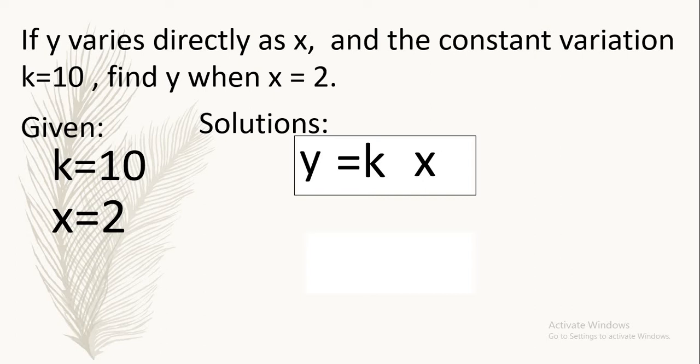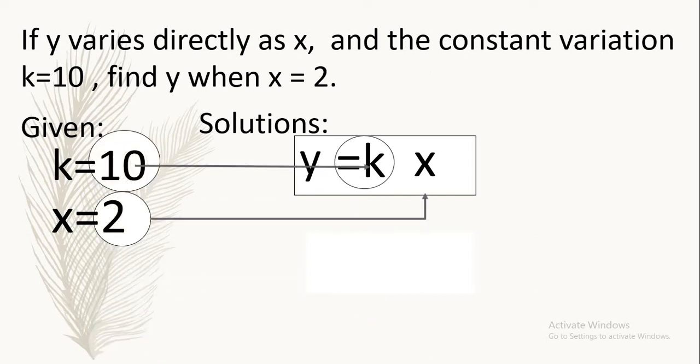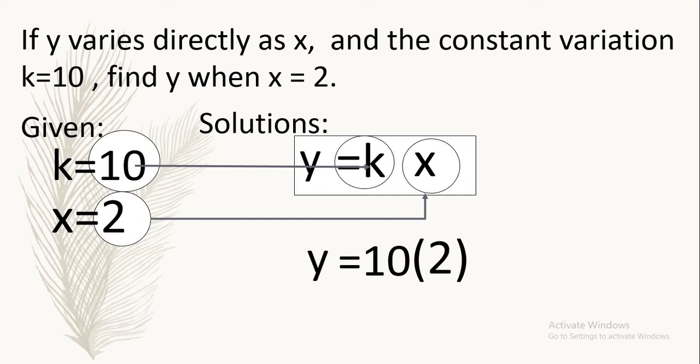So let us now substitute. The value of k is 10, and x is 2. So let us now substitute k, which is 10, and x is 2. So 10 times 2 is 20. So our equation of variation is y is equal to 10x.